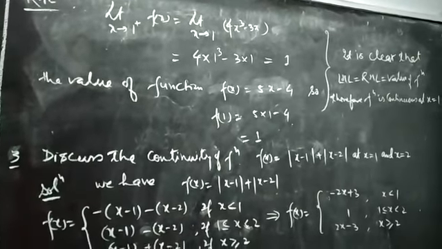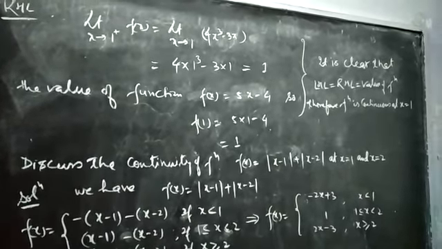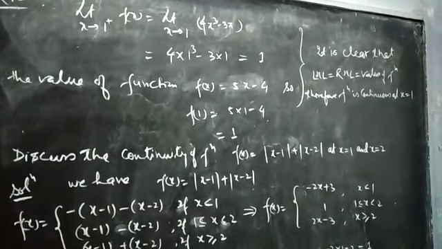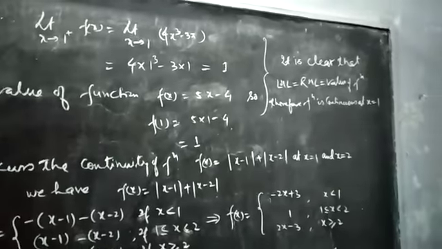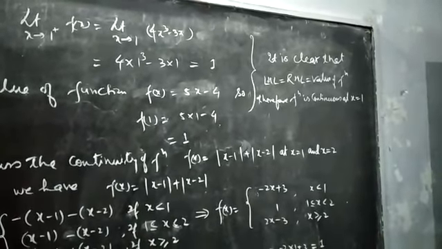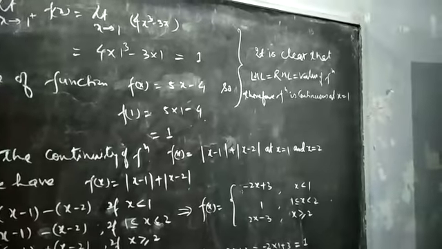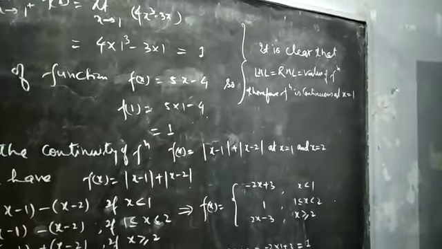The value of the function f(x) is equal to 5x - 4. So f(1) is equal to 5 into 1 - 4, equal to 1. It is clear that LHL is equal to RHL, which is equal to the value of the function. Therefore, the function is continuous at x = 1.